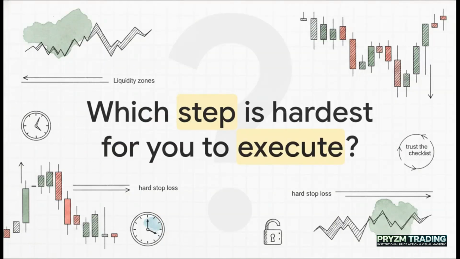So, I want to leave you with this final thought, and really be honest with yourself. Which step in this sequence is the hardest for you to execute in real time? Is it having the patience to sit on your hands and identify the zones beforehand? Is it waiting for that trigger candle to officially finally close? Or is it accepting that hard stop loss at the sweep low? Figuring out your own pain points is step 1 to mastering this whole system. Memorize the 7 steps, trust your checklist, and just stay disciplined.